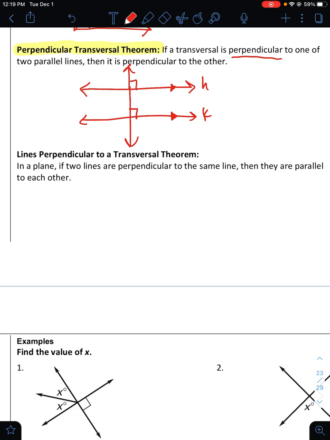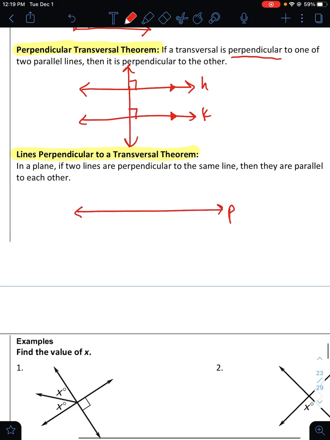Okay, this last one here is called the lines perpendicular to a transversal theorem. I sometimes think this name is a little confusing. I think it might be easier sometimes to just abbreviate the content of the theorem if it shows up in a proof. In a plane, if two lines are perpendicular to the same line, then they're parallel to each other. So I have a plane. Okay, let's draw a horizontal line.